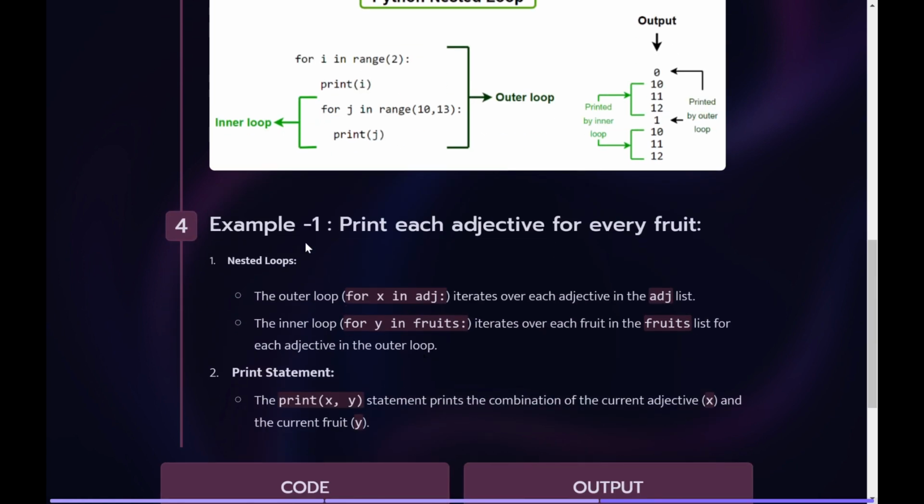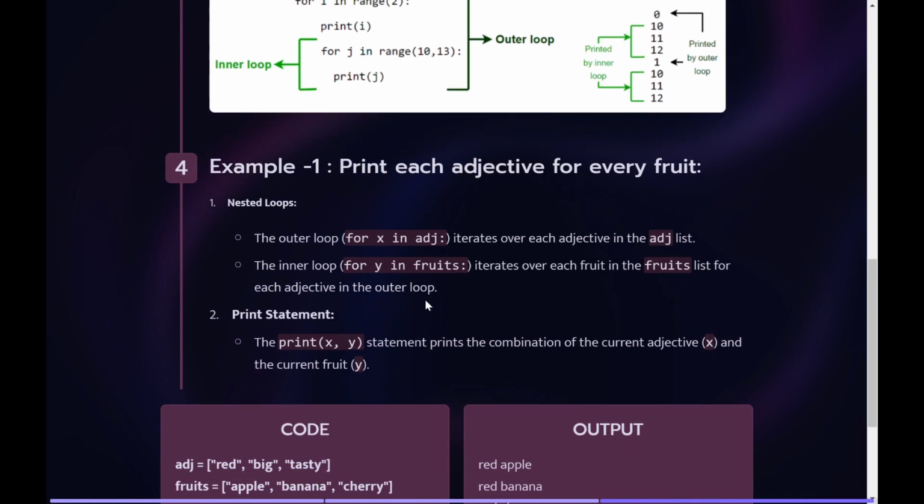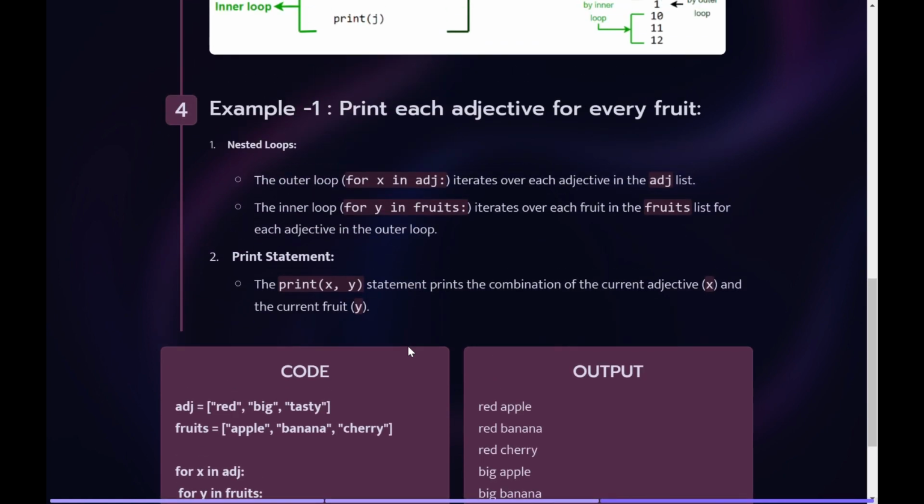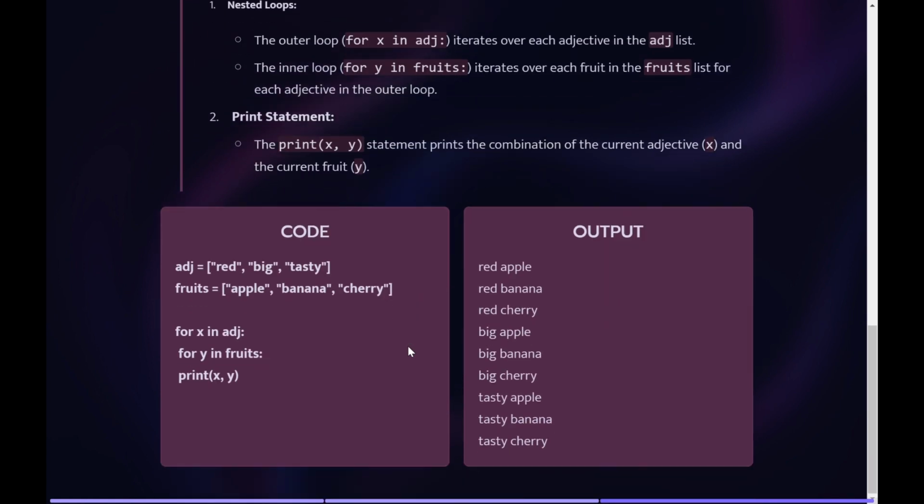And let us see an example where you are going to print every adjective for a fruit. Say each adjective for a fruit, where you have red, big, and tasty. So the first for loop is going to take elements from the adjective list, and the second loop is going to take the fruits from y, which is going to represent each element in the fruits list.